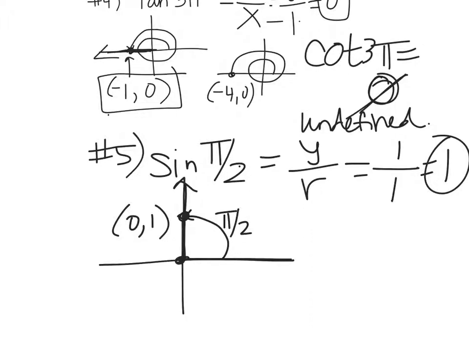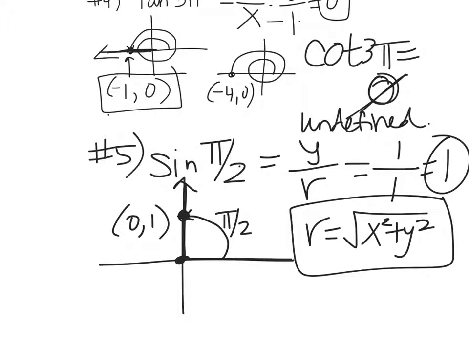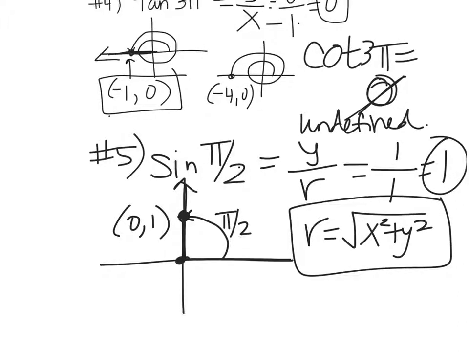What's the r stand for again? r is going to be the square root of x squared plus y squared. It's the distance of whatever point this is to the origin. r is the square root of x squared plus y squared. It's the distance to the origin.